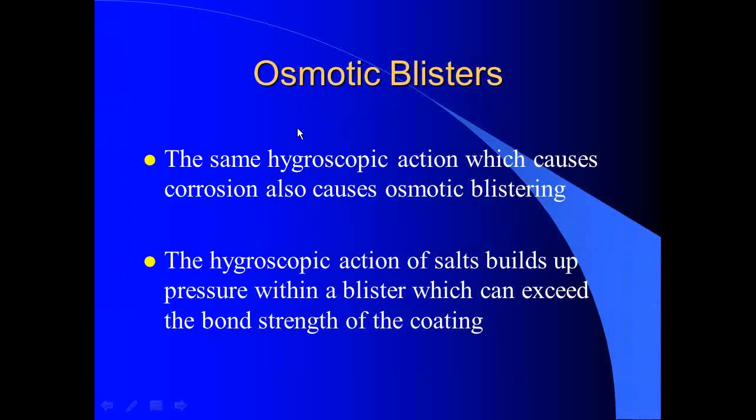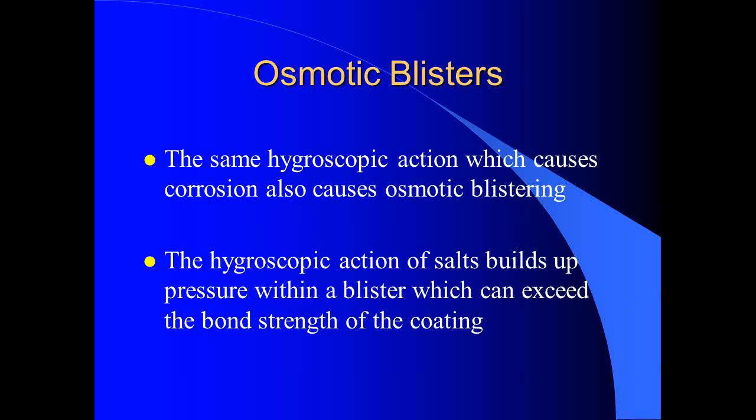Osmotic blisters. The same hygroscopic action which causes corrosion also causes osmotic blisters. Just because that salt has drawn moisture through the coating doesn't mean it quits. That salt will keep drawing until it reaches what it considers an equilibrium. So those salts will continue to draw, and as they draw, they build up pressure.